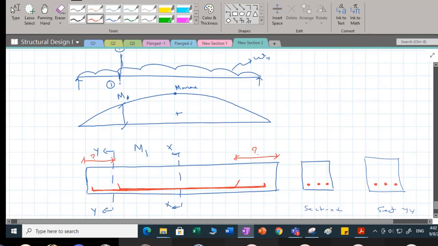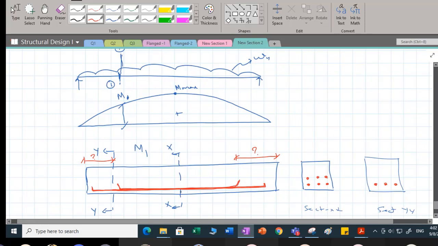So you see in section YY, I cannot see this bar. So I will not be able to see that bar. But at section XX, that bar is going to be visible. Similarly, 4th bar I'm going to place, 5th bar I'm going to place over here, and 6th bar I'm going to place. So observe section XX and section YY.